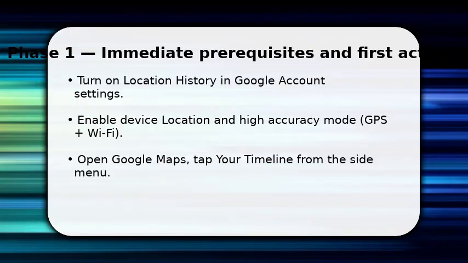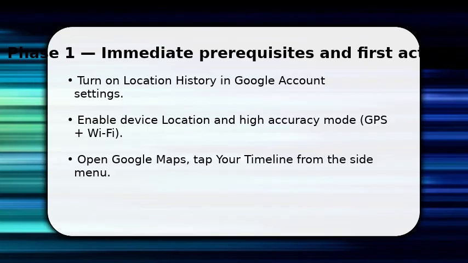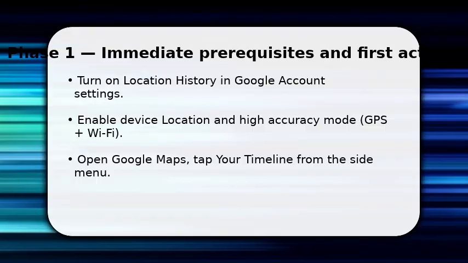You start by ensuring the prerequisites are set, then take the first actions. Turn on location history in your Google account because Timeline relies on saved location points. Make sure your device location is enabled and high accuracy is selected so points are precise. Once done, open Google Maps and tap your timeline from the side menu.